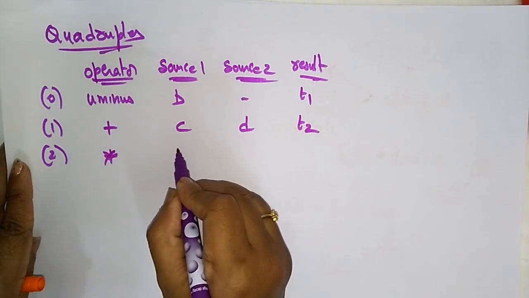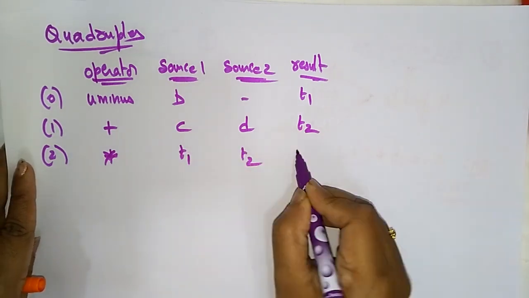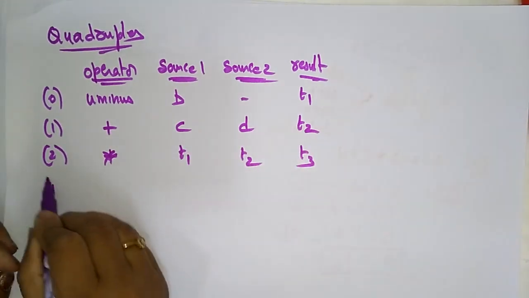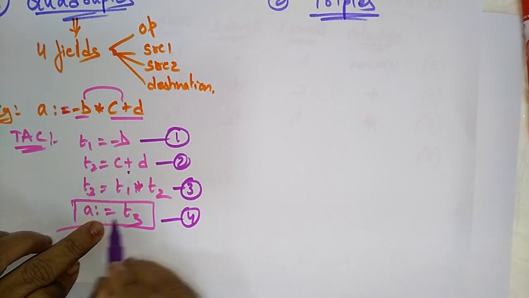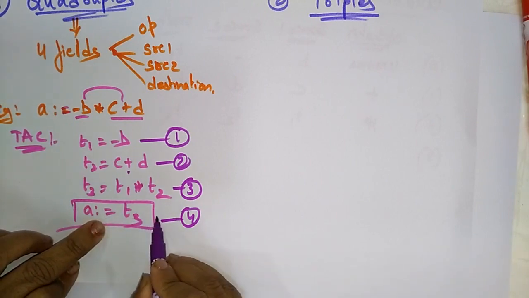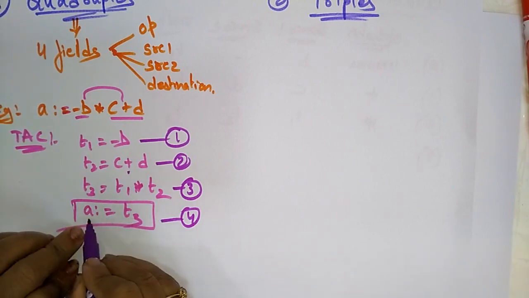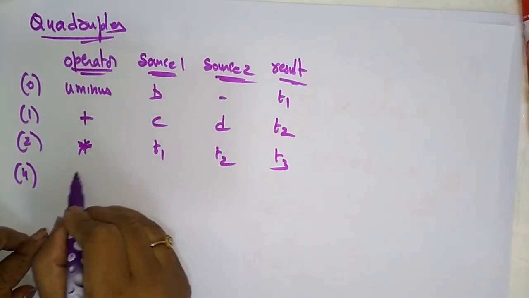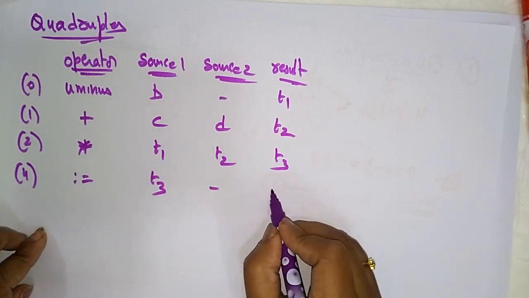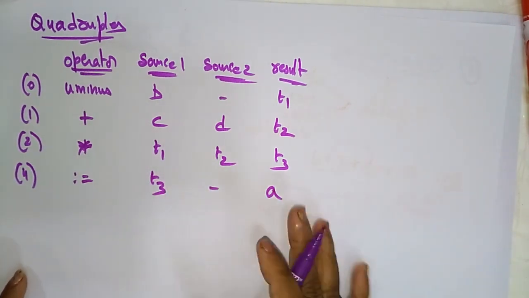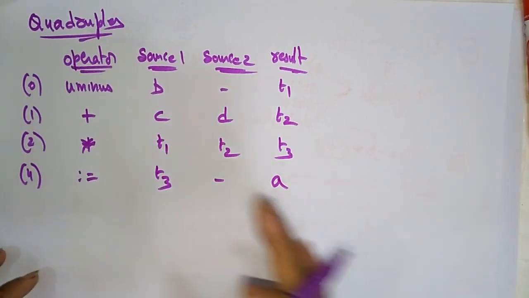Star, T1, T2, T3 and the final one. What is this fourth one? The fourth one, the operator is equal to, source 1 is T3, there is no source 2 and the result is A. So this is how you are going to represent the quadruples.